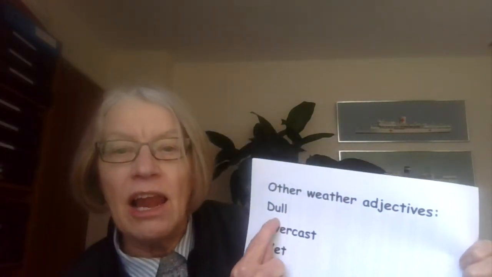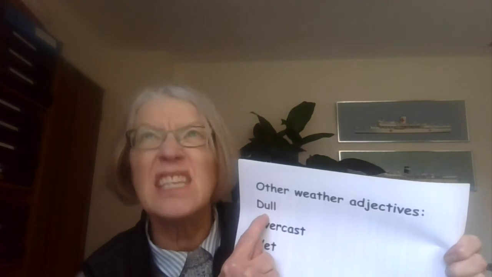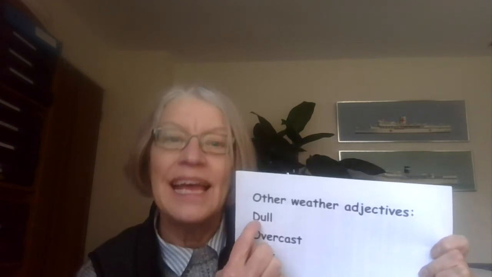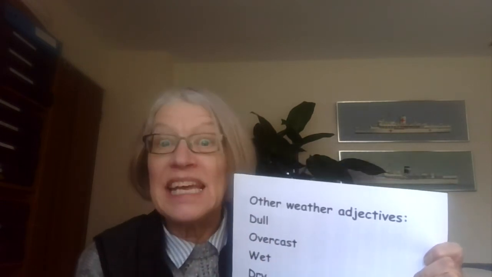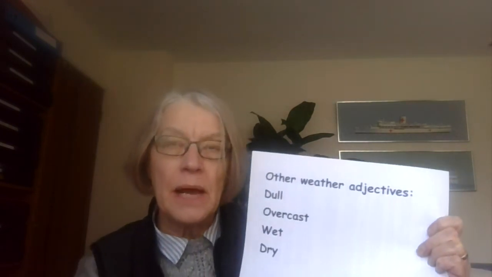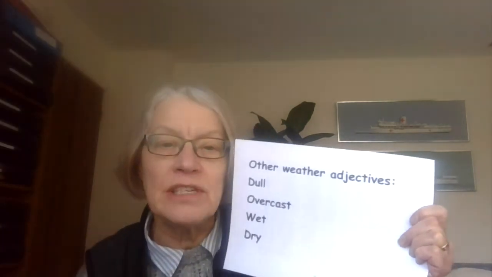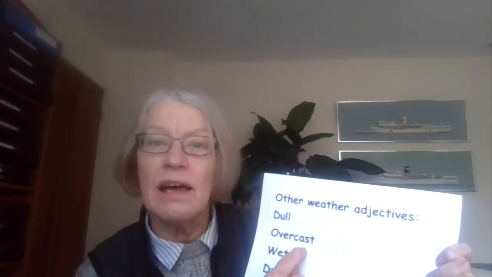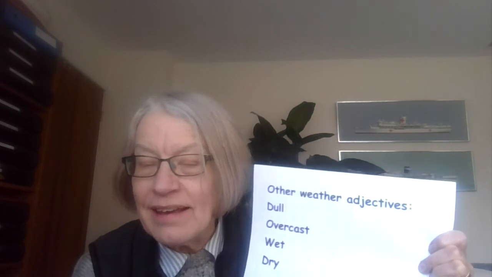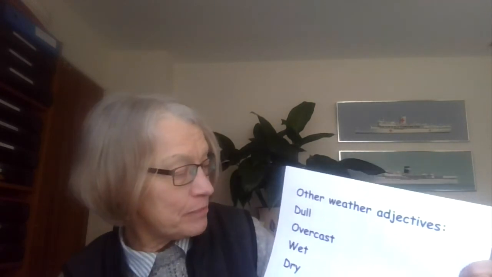And now, here are a few other weather adjectives that you might like to know about. Dull. That means there's no sun, it's cloudy, it's dull, it might be misty, but it's dull. It's an adjective, so we would say it is dull, or it's dull weather. Overcast means the whole of the sky is covered in cloud. It is overcast. It's an adjective, so we can say there's an overcast sky, overcast weather, or it is overcast.